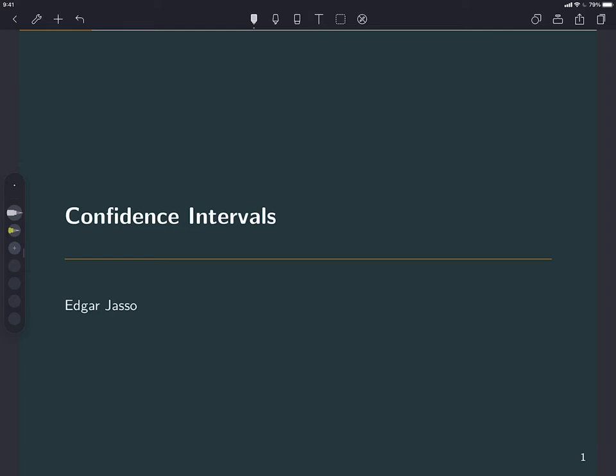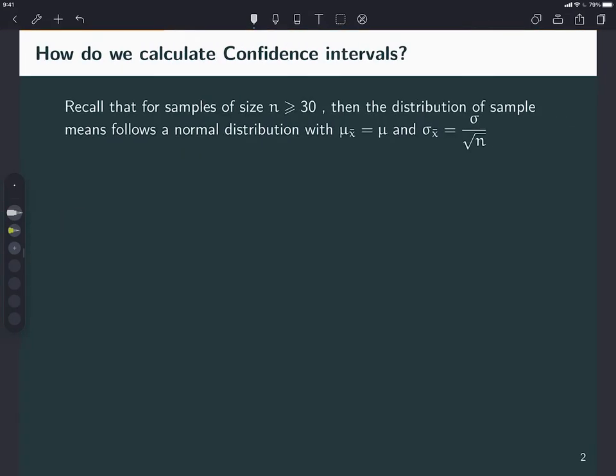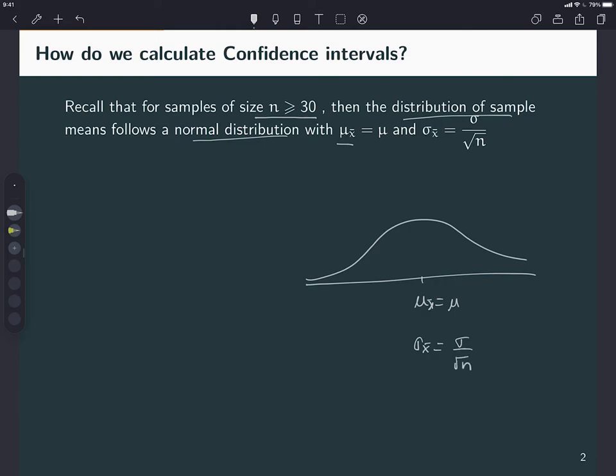Okay, so in this video, we're going to go over how to construct confidence intervals for sample means. Remember that for sample sizes of at least 30, the distribution of sample means follows a normal distribution where the mean of the sample means distribution is the same as the population mean, but the standard deviation is not. It's the standard deviation of the population divided by the root of the sample size. N has to be at least 30.